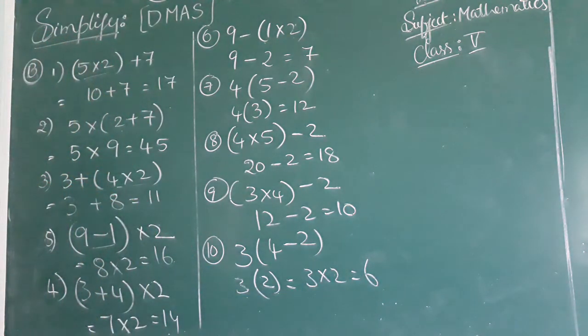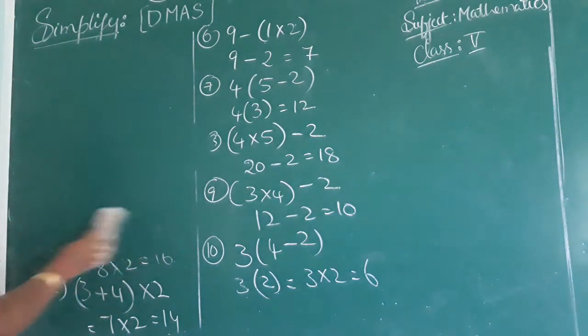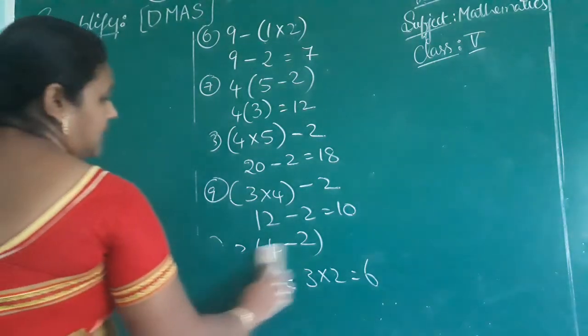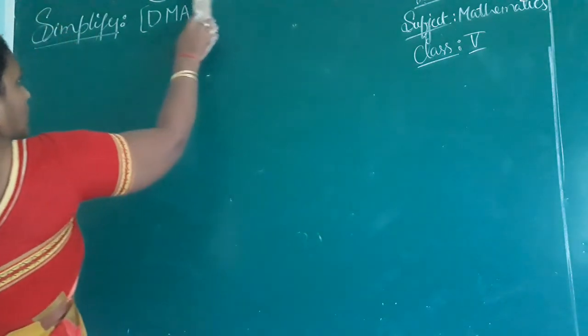Okay, like that you have to solve. See that Roman numeral three, here they have also given brackets. You have to simplify the brackets also. If they give brackets, first we should solve the round bracket, then the curly bracket, and then the square bracket. Yes? So the rule changes.